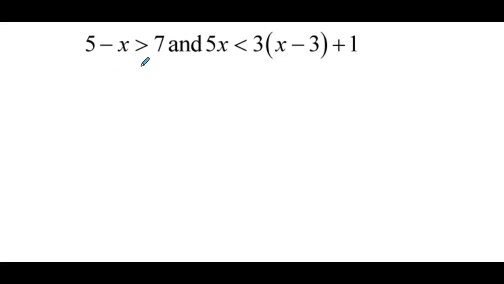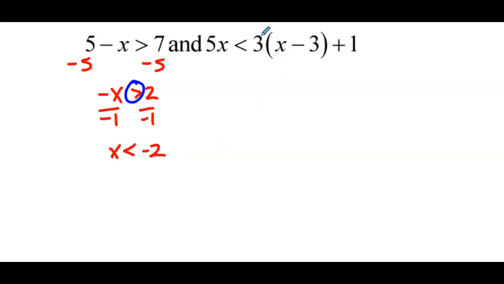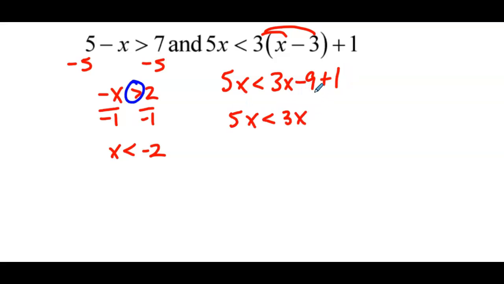Last example: 5 minus x is greater than 7, and 5x is less than 3 times the quantity x minus 3, plus 1. So we'll start here, subtract 5 on both sides, so negative x is greater than 2. Divide by negative 1 on both sides. When we divide by a negative, make sure we pay attention to that inequality: x is less than negative 2. And on the right side, we'll distribute the 3, so 5x is less than 3x minus 9 plus 1. 5x is less than 3x minus 8.